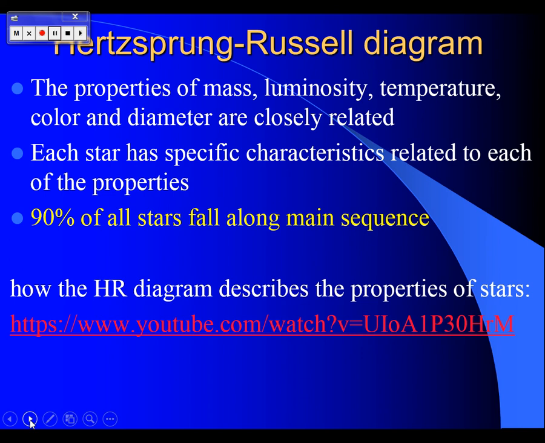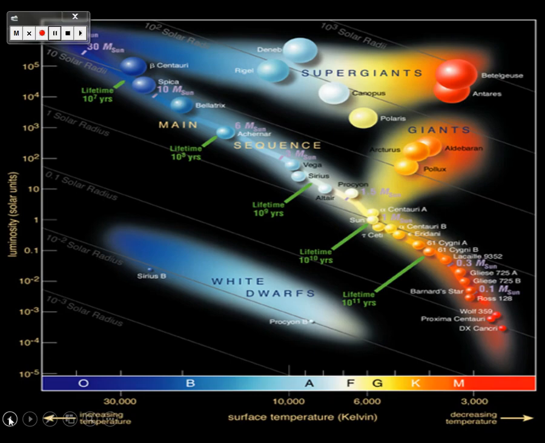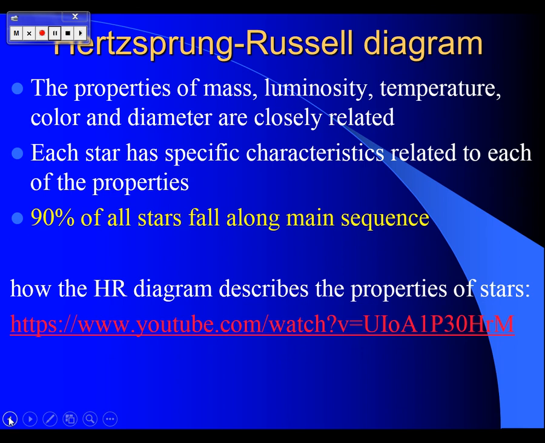Okay, the Hertzsprung-Russell diagram. I believe this is our last slide of writing. The Hertzsprung-Russell diagram takes stars and classifies them on the properties of mass, luminosity, temperature, color, and diameter. Mass, you know what mass is. It's the amount of matter in an object. Luminosity is sort of how bright it is. It's the amount of brightness the star is giving off. Temperature, color, and diameter, you know.